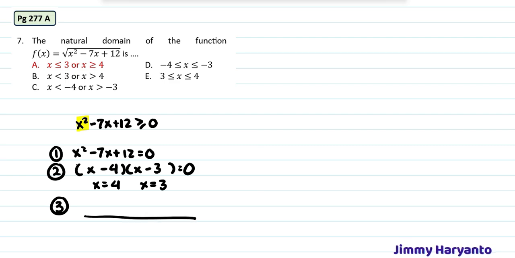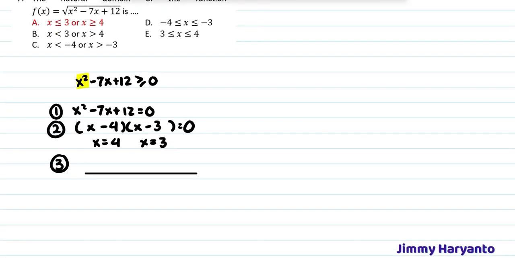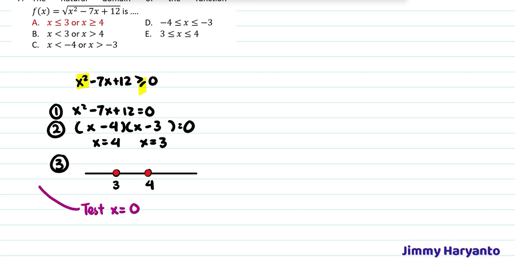The third step is to create a number line. And then you input the value of x that you already have, 3 and 4. Take a look at this, we have equal to, that means you have to color the dot like this, and then you have to test. You have to test for a value of x. Let's say x equals to 0, and then you input it right there.